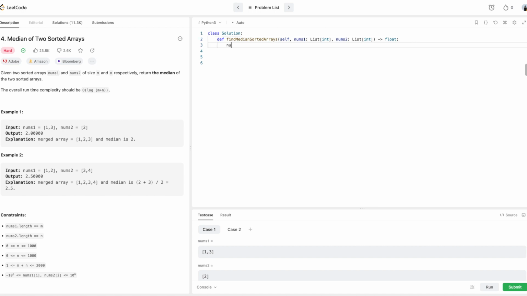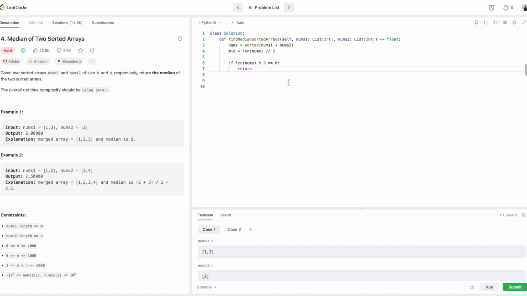So basically for brute force, we can combine nums1 and nums2 into a sorted list. And then we find the middle number to find the median, which is length of nums floor division by 2. And then we check if the list is odd or even. So if length of nums modulus 2 has no remainder, it's an even number, then we return the average of the middle two, right?